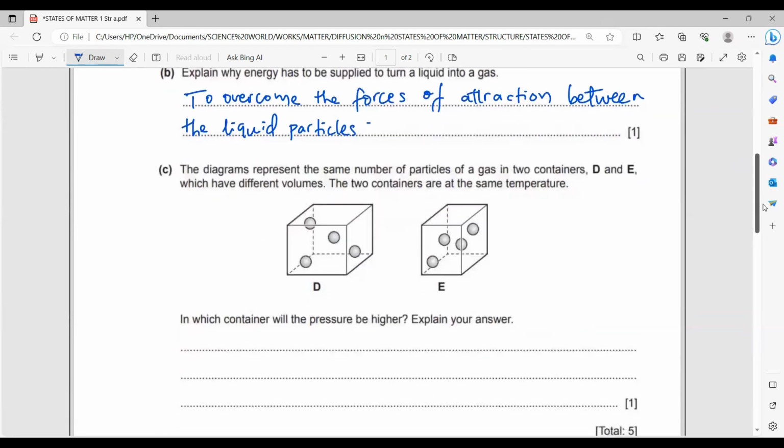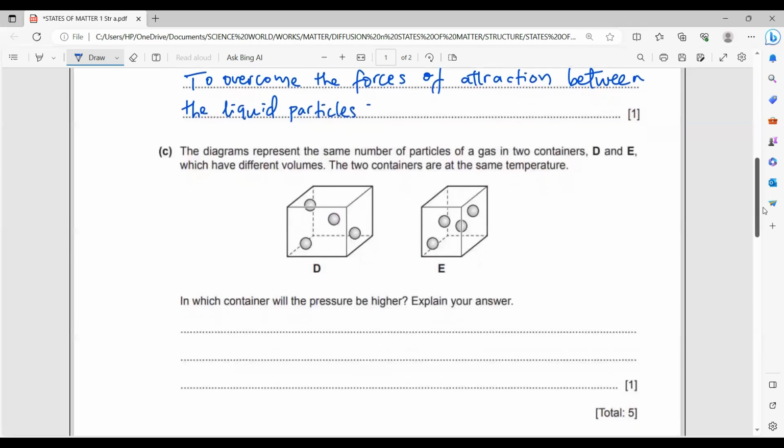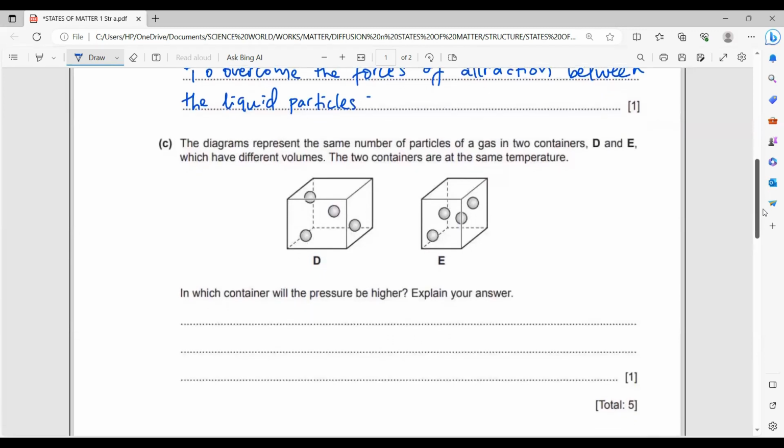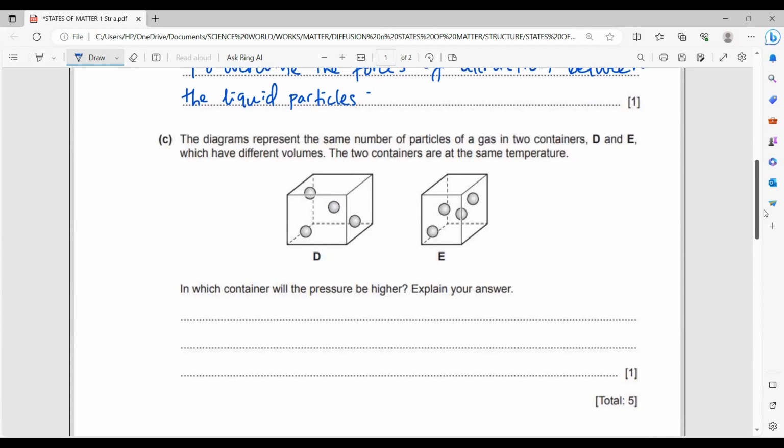Now the C part has two volumes, D and E. One is a larger volume and the second one is a smaller volume, with gas particles in each container. The two containers are at the same temperature. In which container will the pressure be higher? Explain your answer. So the pressure will be higher in container E.